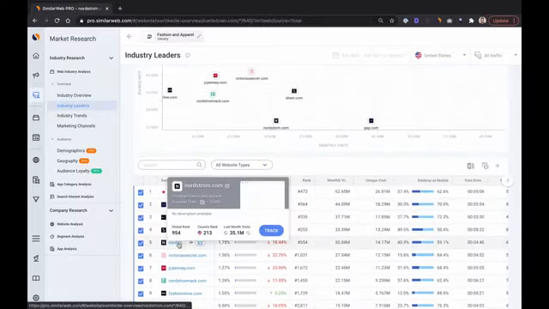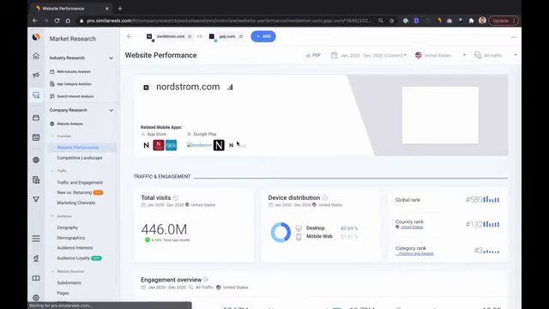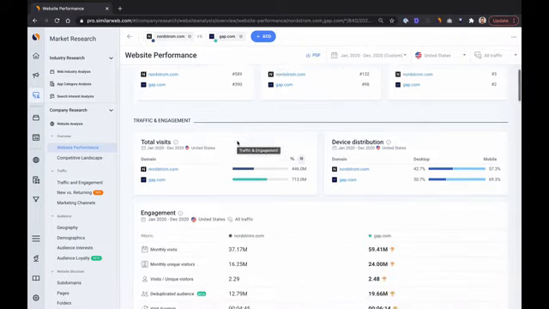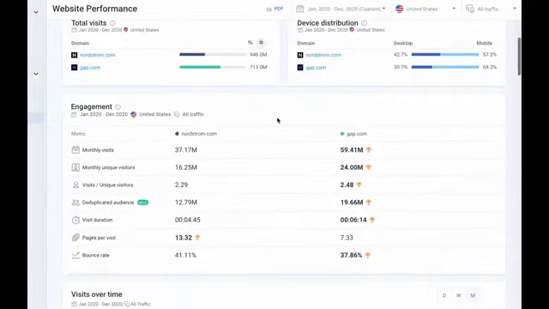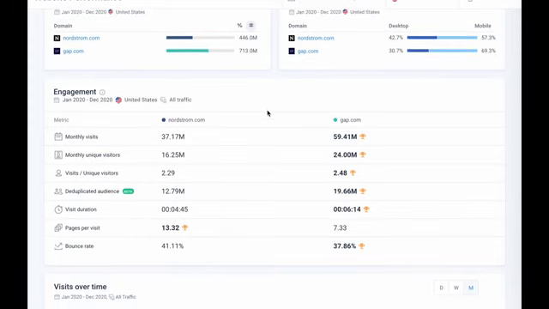Clicking on Nordstrom, we're able to compare our website performance to theirs. Here you can see head-to-head across all major digital metrics. In 2020, we beat them in every category here almost. Visitors, time on site, bounce rate, you name it.